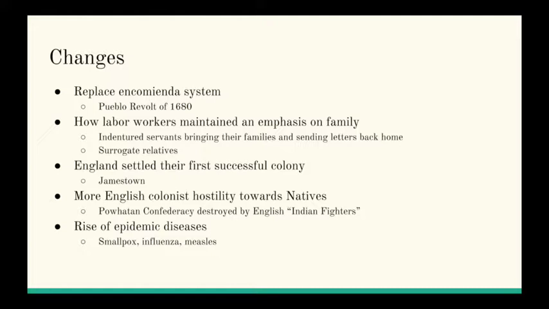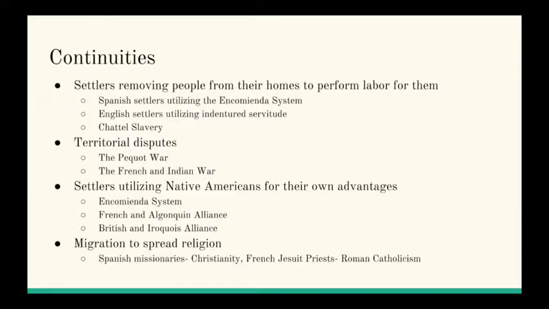You also have the rise of epidemic diseases such as smallpox, influenza, and measles, and this was brought over by the Europeans when they migrated, and it heavily affected the Native Americans that were not used to these things. Some continuities that we can see include settlers removing people from their homes to perform labor for them.